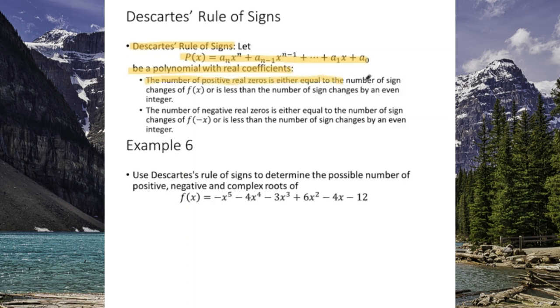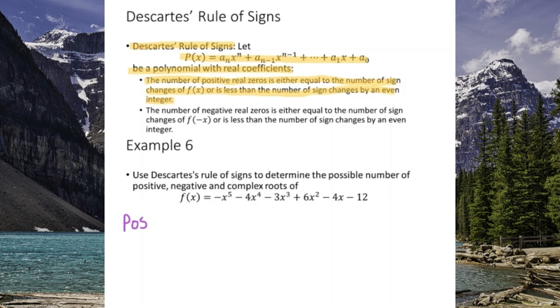So the rule states, let p of x be a polynomial with real coefficients. The number of positive real zeros is equal to the number of sign changes of f of x, or less than the number of sign changes by an even integer. Before we move to the next part of the rule, let's take a look at what that means. If I want to try to predict how many positive zeros my polynomial f of x has, what I would do is look at the changes in the signs.